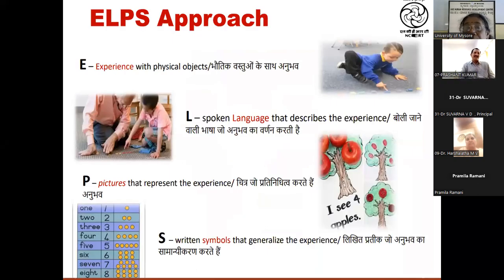So the ELPS approach: experience with physical objects, L, spoken language that describes the experience, pictures that represent the experience, and through symbols, that is S, we generalize those experiences. You can see how the things are made use of. Okay.